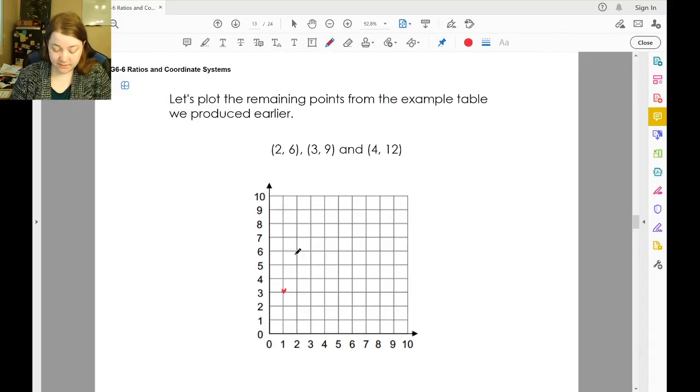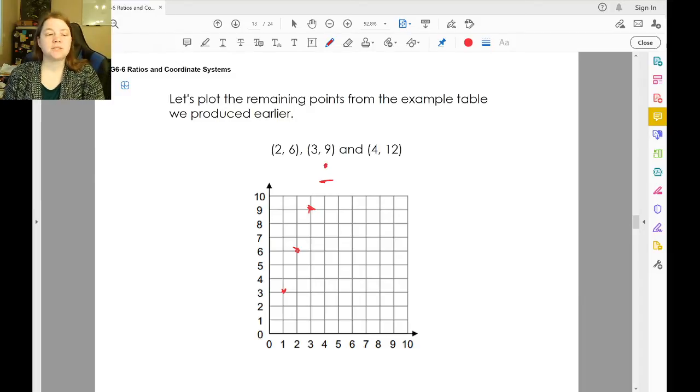Then I'm going to plot the rest of the points from that other page. (2, 6), (3, 9), and (4, 12). I can run 4, but there's no 12 on here, so I'm going to have to give my best estimate. 10, 11, 12.